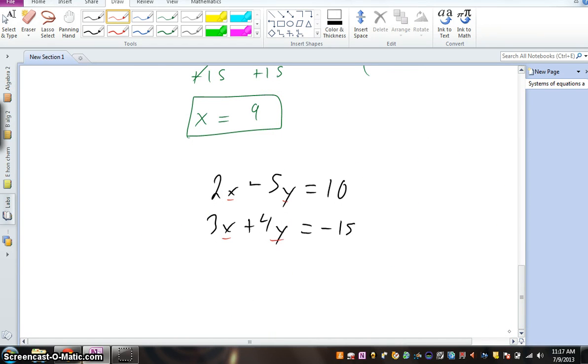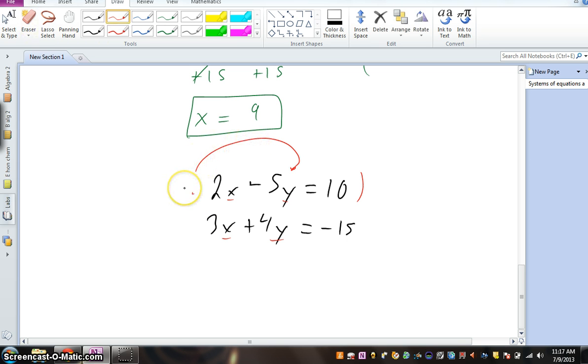So we're going to follow the same steps. We still need to get rid of one of our variables because we need to solve for something with just y or just x. Now here's the problem. I can't just multiply a number here times, let's say, the top equation. There's nothing I can put out here that when I distribute to 2 will make me a 3, at least a whole number, or when I distribute to -5 will give me a 4. We can't do that.